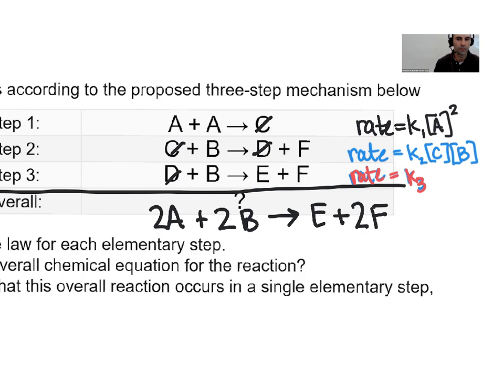And then it looks like here we would have D and B, both to the first, which makes our reaction second overall. And 1 plus 1.